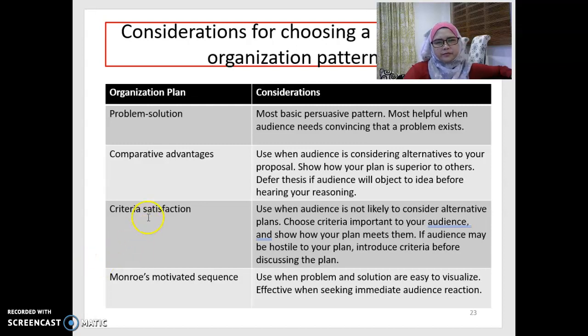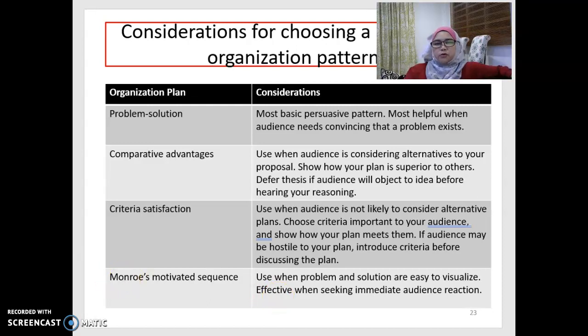Next is criteria satisfaction. Use this when the audience is not likely to consider alternative plans, and choose the criteria which are important to your audience and show how your plan meets their needs, not just meets them, but meets their needs. If the audience may be hostile to your plan, introduce criteria for discussing the plan. Okay, and the last one is, of course, Monroe's motivated sequence. Used when problem and solution are easy to visualize, and it is effective when seeking immediate audience reaction.